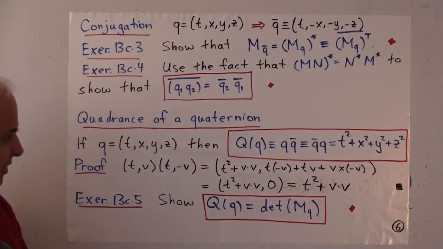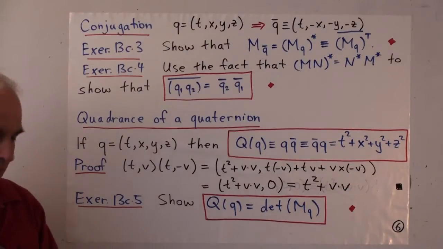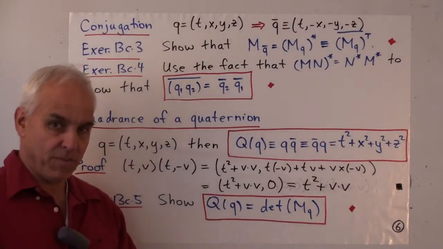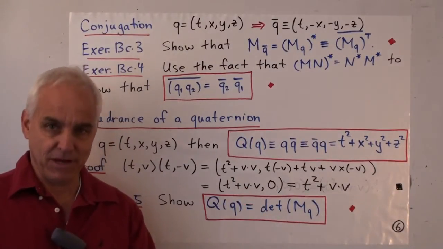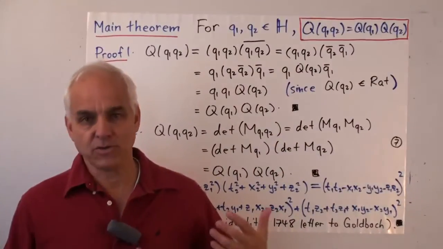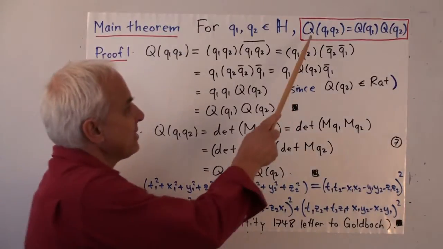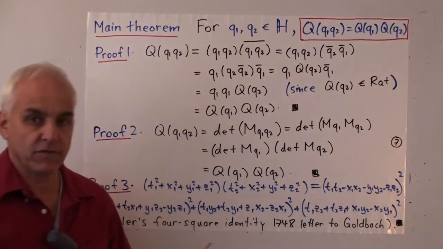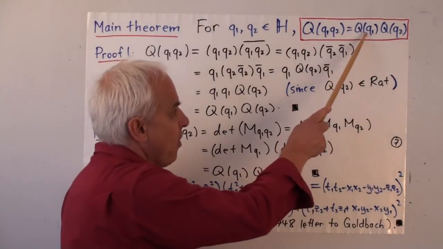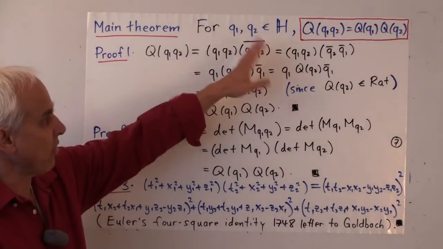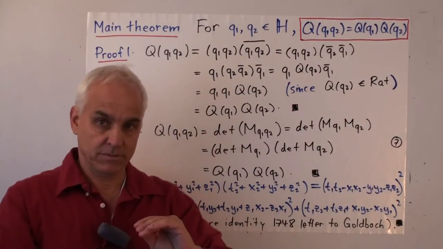All right, so this quadrance is a very important property of quaternions, and here's an interesting exercise to show that the quadrance of Q can also be written in terms of the matrix M sub Q. It's the determinant of that matrix. And so here now is probably the main theorem about quaternions, that the quadrance of a product of two quaternions is the product of the quadrances of the individual quaternions. This is exactly analogous to our main theorem for complex numbers.